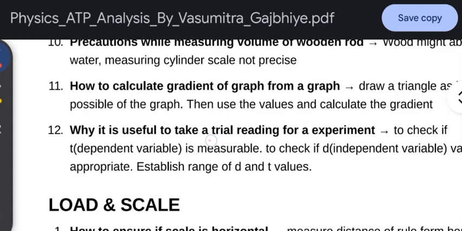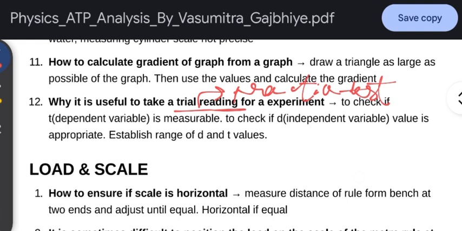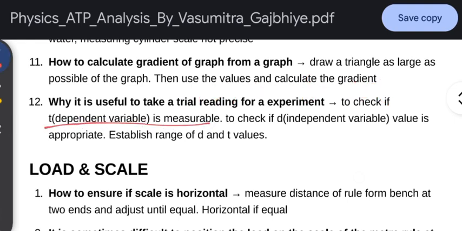Okay, so now why is it useful to take a trial reading? Basically, a trial reading is a practice test. Sorry, you have to deal with my handwriting. It's a practice test which you do before starting the experiment. In that practice test, you are able to check if the variable is measurable.